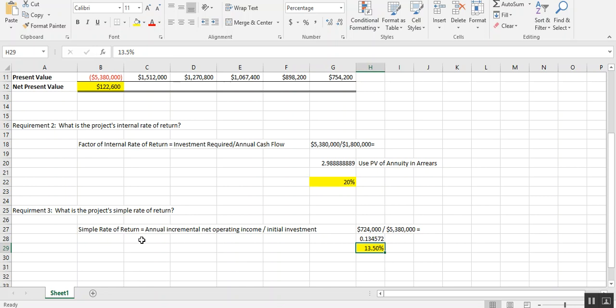So to do that, you're going to use this formula, plug in your numbers. It's going to give you a decimal. If you want to change that into a percent, you just move the decimal over 2 places, and I rounded it to 1 decimal place. So our approximate simple rate of return is 13.5%.